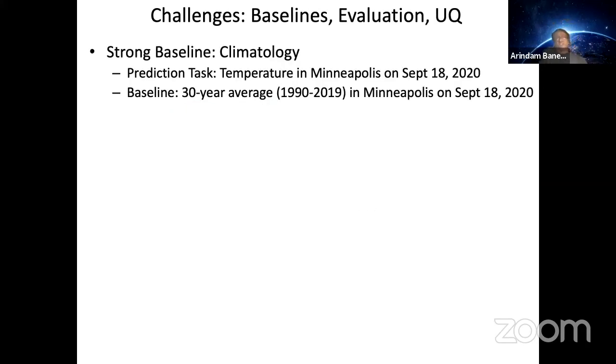There is a pretty steep baseline that you have to beat, which is the climatology. So let's say our prediction task is temperature in Minneapolis on September 18th, 2020, exactly 1 month down. So today is August 18th. The baseline method would be the 30-year average in Minneapolis on September 18th, right? So that will be our forecast. So we average over the last 30 years, and if you are developing a method for this task, you have to be able to beat this. This is an extremely steep baseline because it summarizes what has happened in the last 30 years. So there is a strong baseline to beat.